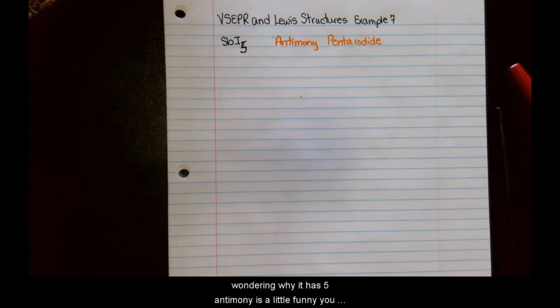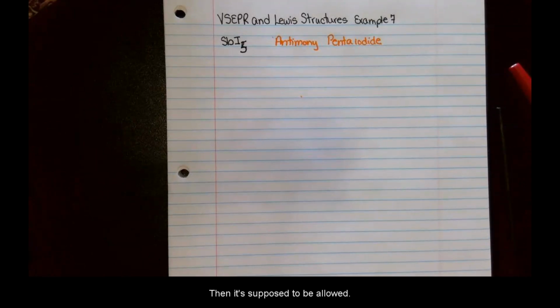Now, if you're wondering why it has 5, antimony is a little funny. You can have something called an expanded octet, which means it can support more bonds than it's supposed to be allowed. It likes to bond a lot.